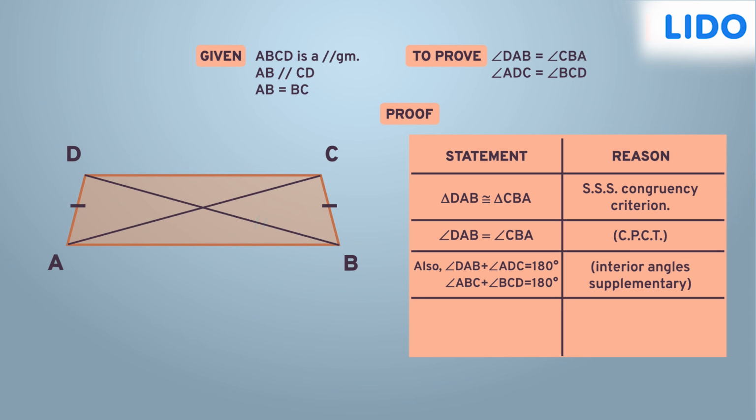And from the previous proof, we know that the base angles of an isosceles trapezium are equal. Therefore, angle DAB and angle CBA are equal. Hence, angle ADC and angle BCD are also equal, since these angles are supplements of congruent angles.